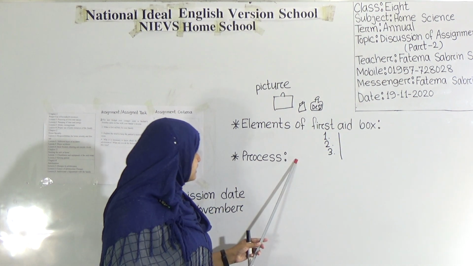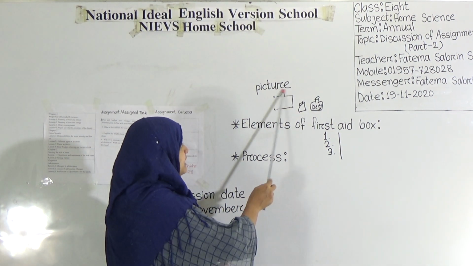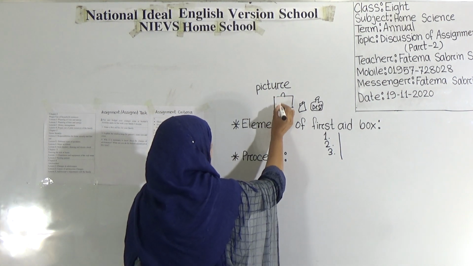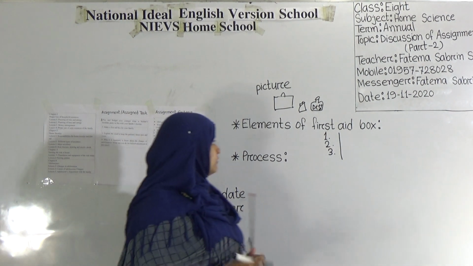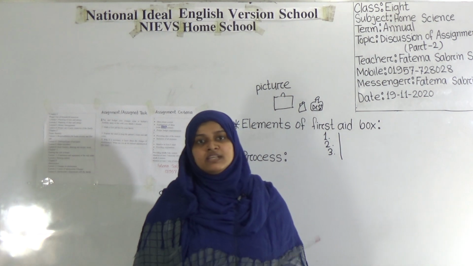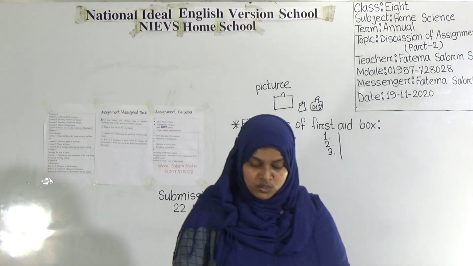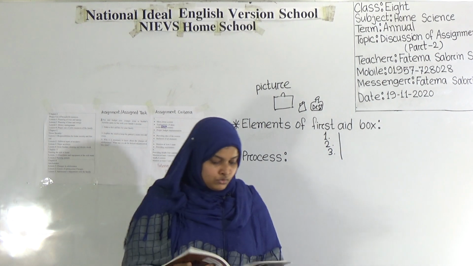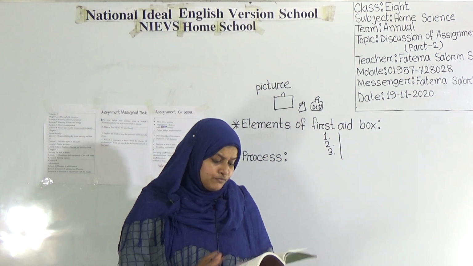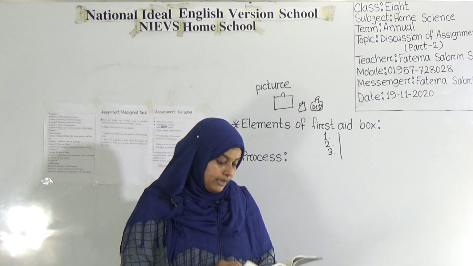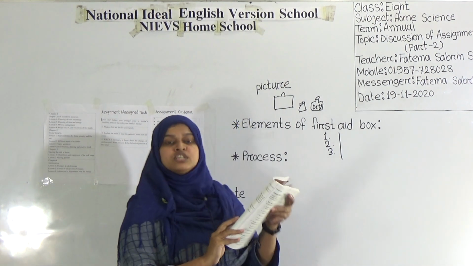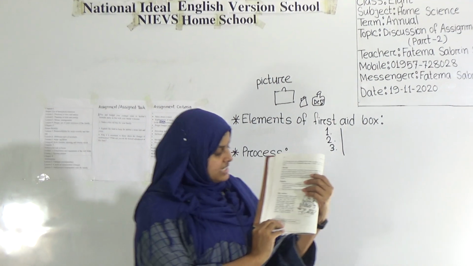Here you have to write the process, how you make the box. It must be your handmade box, not anything that you bought from the market. So you have to explain how you made the box, and inside the box you have kept all the elements. If you go through the chapter, you will get all the elements. From the book you have to write about all the elements. So please open your book, page number 14. Page number 14, first aid kits.